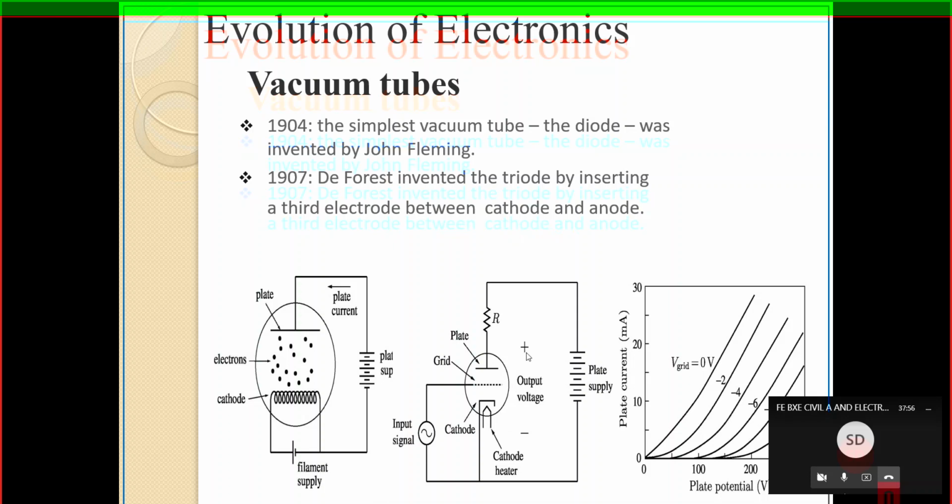Where is the cathode? This is the cathode, and here is the point of the anode. The cathode conducts a negative charge and the anode conducts a positive charge. The supply voltage provides the current. If the plate current increases, then the vacuum current automatically increases through the plate.